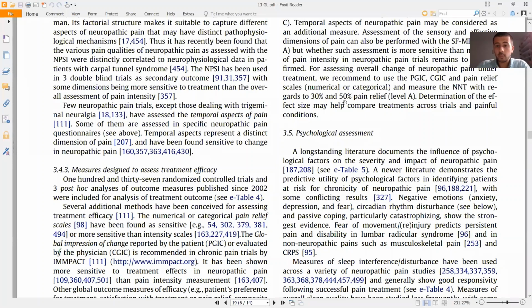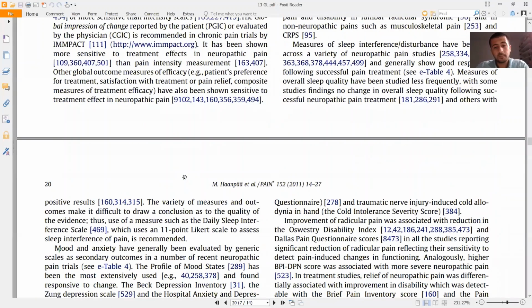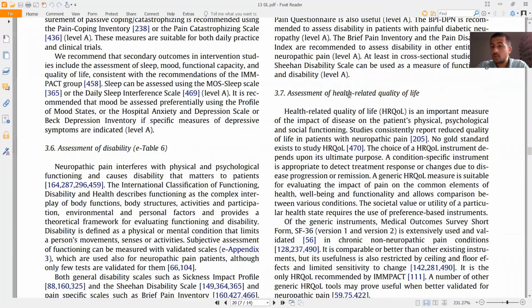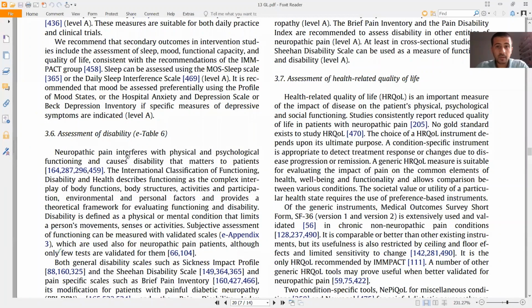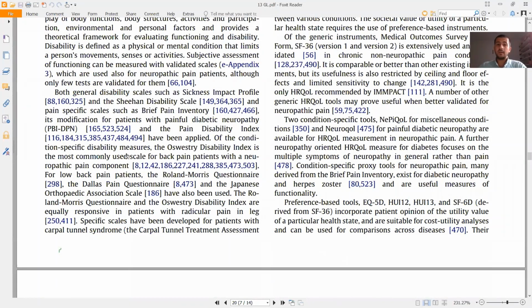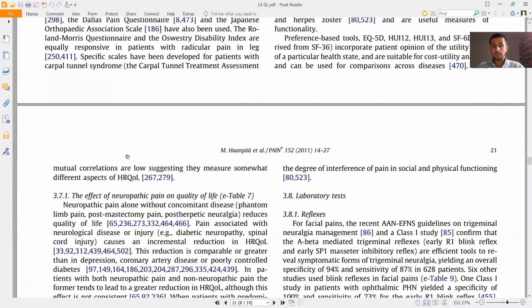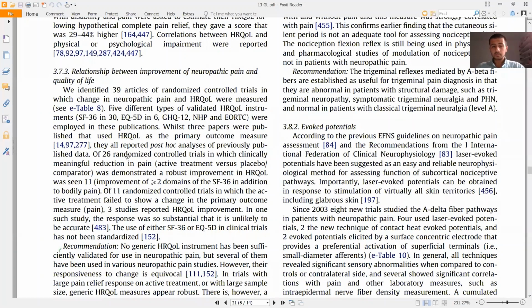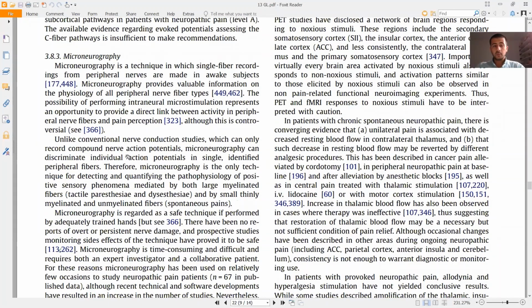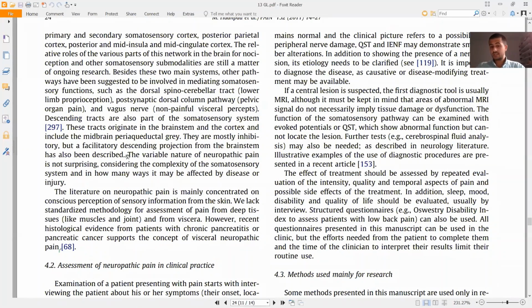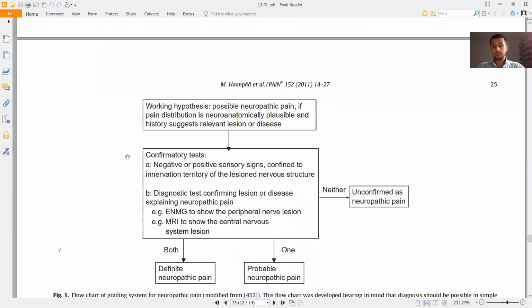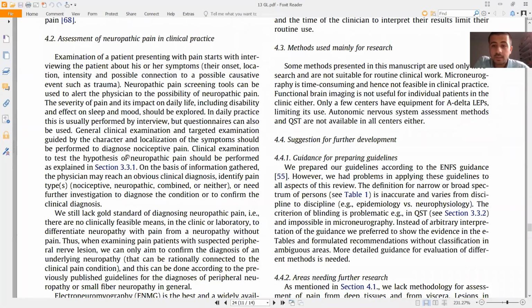Here we have psychological assessments, measures designed to assess treatment efficacy, assessment of health-related quality of life, assessment of disability. Okay, they are not just diagnostic, they diagnose and assess the patient around diagnosis. Okay, laboratory tests, microneurography. Okay, what is this? I don't want to see that.